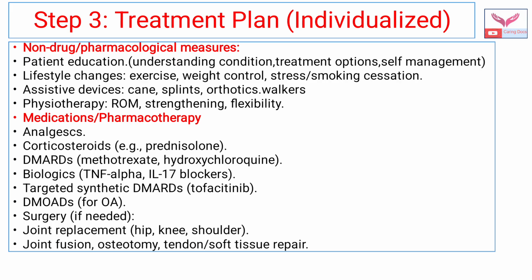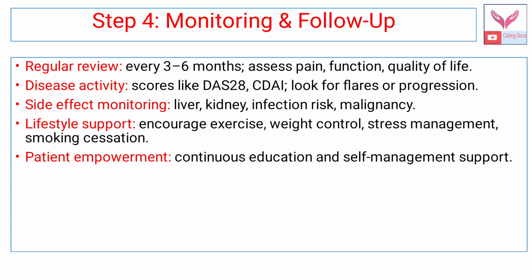Surgery like joint replacement for hip, knee, shoulder may be required in some cases, and in some cases the patient may be subjected to joint fusion, osteotomy, or tendon or soft tissue repair. After the treatment, the patient has to visit the treating doctor every 3 to 6 months for regular review. Pain, function, and the quality of life are assessed in all these reviews. The treating doctor assesses the disease activity score like DAS 28, CDAI.